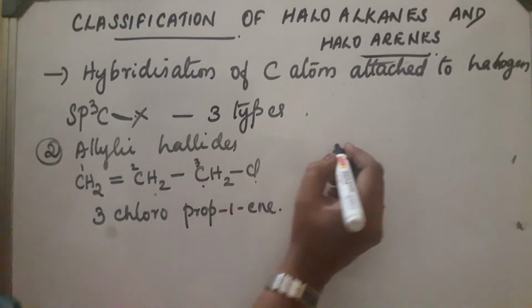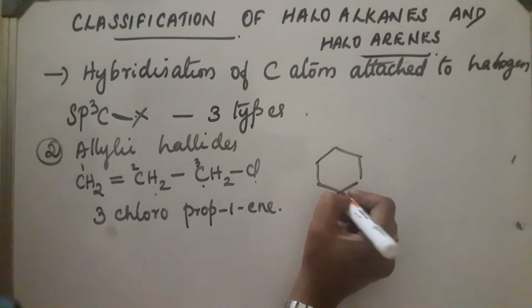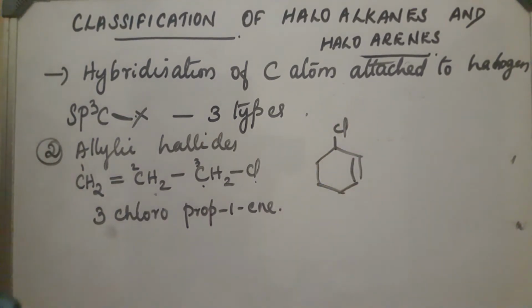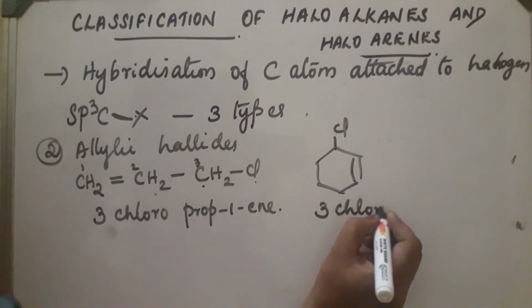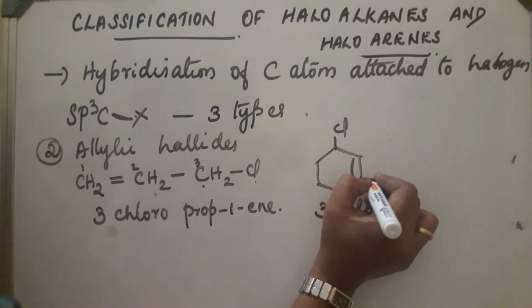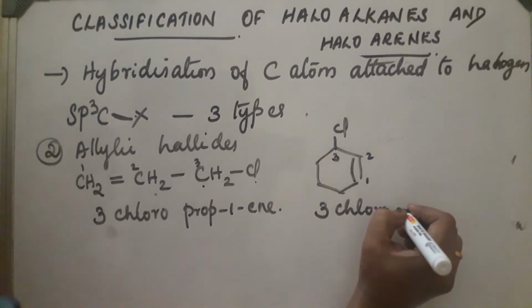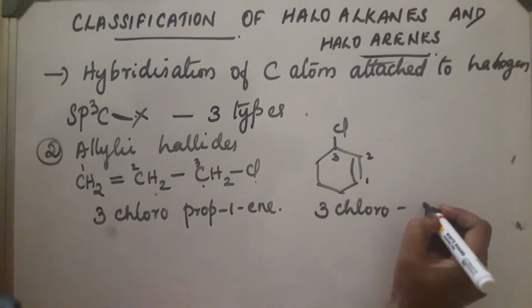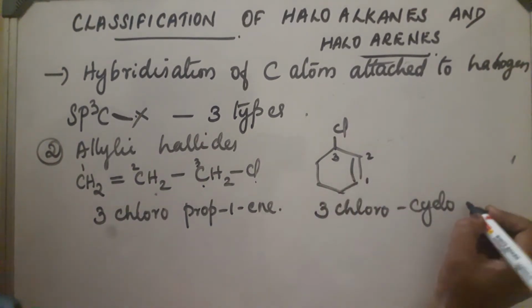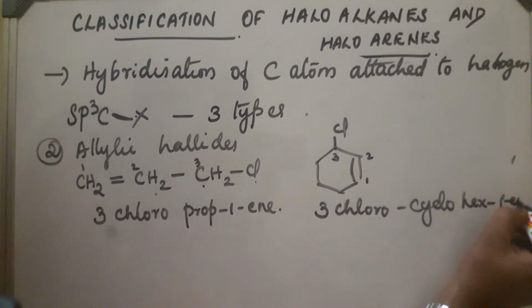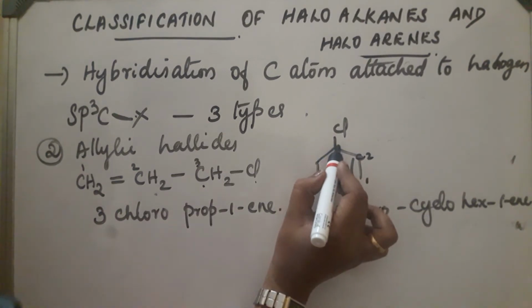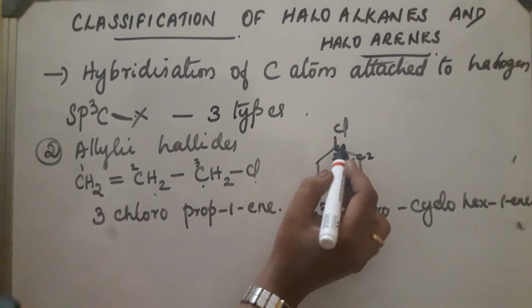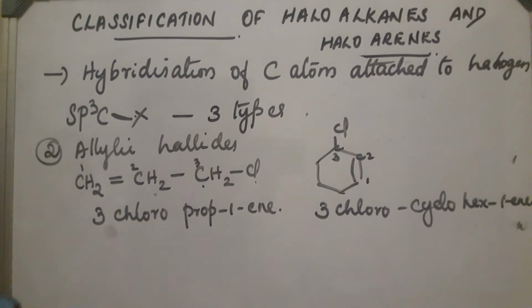In the case of cyclic compounds, let us take one example. The compound is 3-chlorocyclohexene. Here, the carbon atom next to the carbon atom attached to the chlorine has a double bond. Such compounds are called allylic halides.